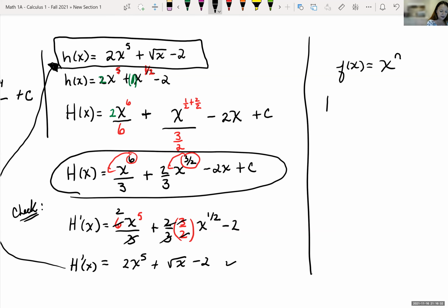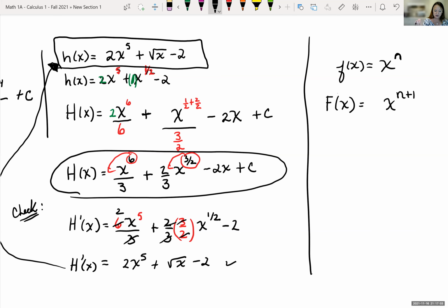So let's see if we can come up with a rule here. So the antiderivative of this, if we took the derivative of this antiderivative, we'd have to get back f of x. And remember, when we take the derivative, we're bringing down the exponent and subtracting 1. So we know that when we bring down the exponent and subtract 1, we want to get back just n. So we'd have to add 1 to that n so that when we subtract 1, we get back n.